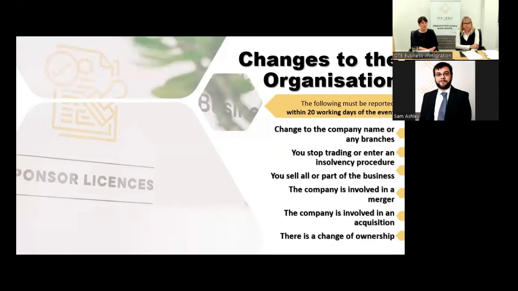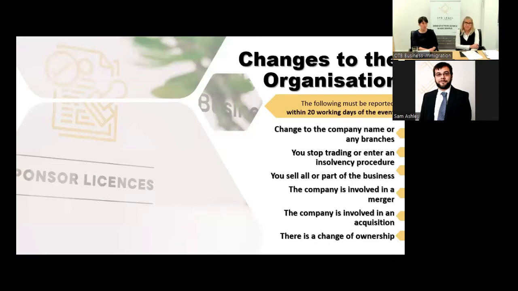When I refer to branches in this context, I'm talking about branches that are listed on your sponsor license. Some of you may have licenses with lots of branches. Some of you might not know what I'm talking about. So a sponsor license can be structured to reflect the structure of your organisation. So if you're a small business, one limited company with no subsidiaries, that's fine.